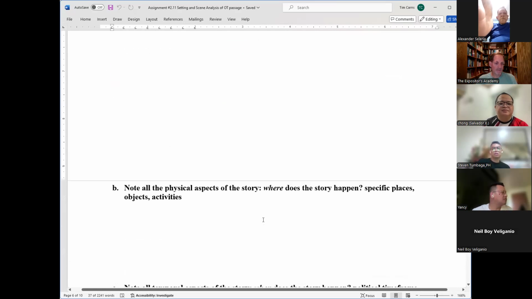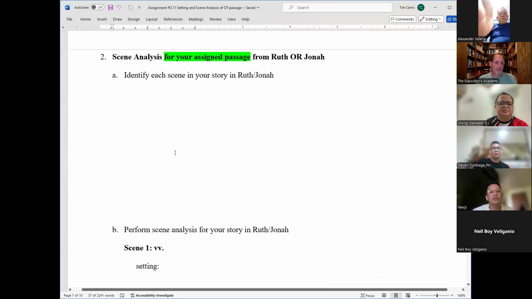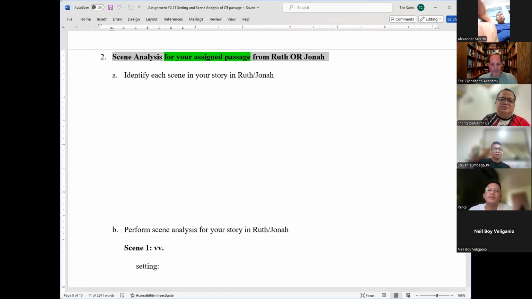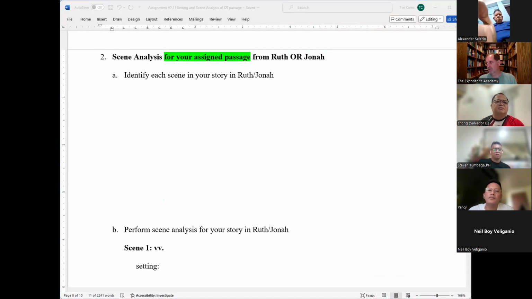But the scene analysis, just do the scene analysis for your assigned passage. Now, sorry, I think that's Stephen, you pointed that out. Now, let me take a look, but I think there was a mistake on the Canvas that I need to fix, because somebody pointed this out to me. Let me just pull that up real quick.